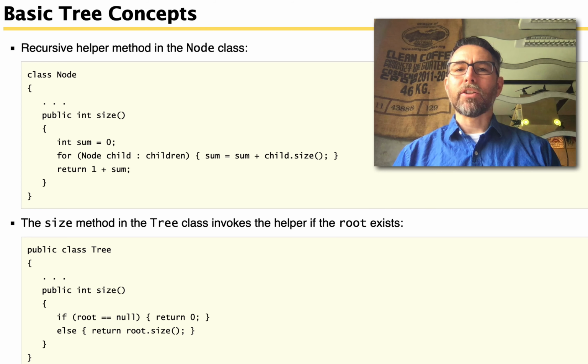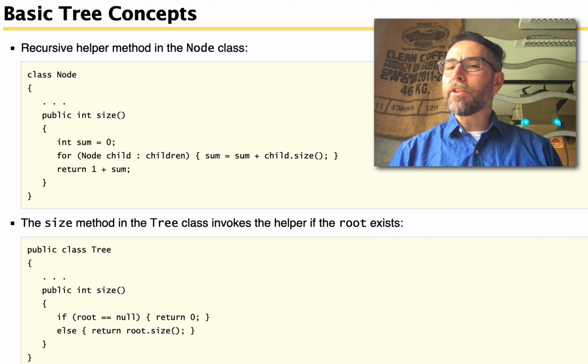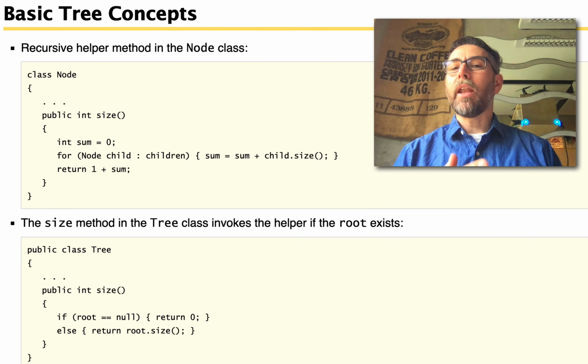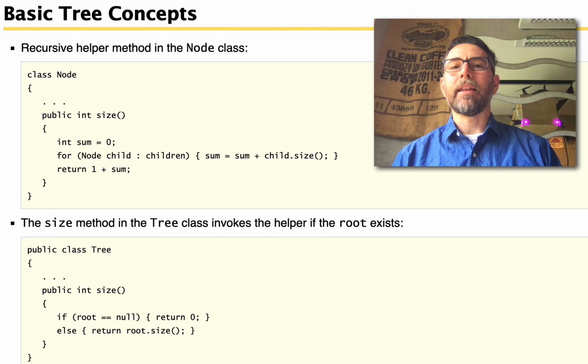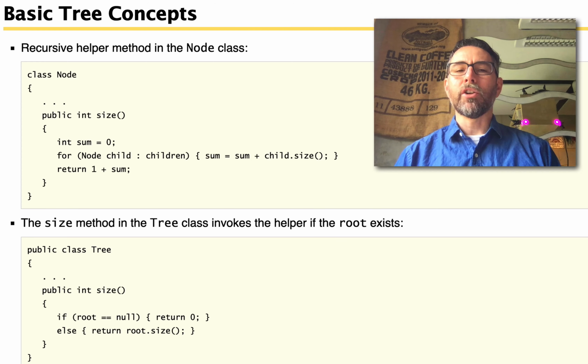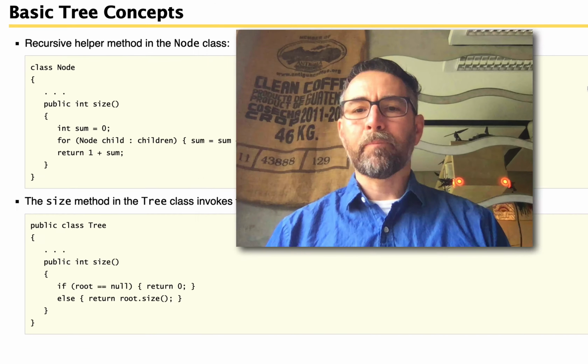Finally, when we get out of this loop, we add 1 because of the node we're currently in, and then we return that. The node class doesn't know whether it's returning it from a recursive call to another node class or whether it's returning it to the original tree call as well. But it doesn't matter because it has calculated the size of itself plus all of its children, which is what it was asked to do.